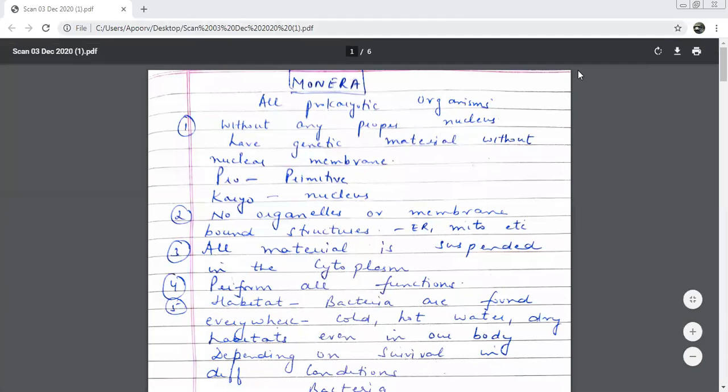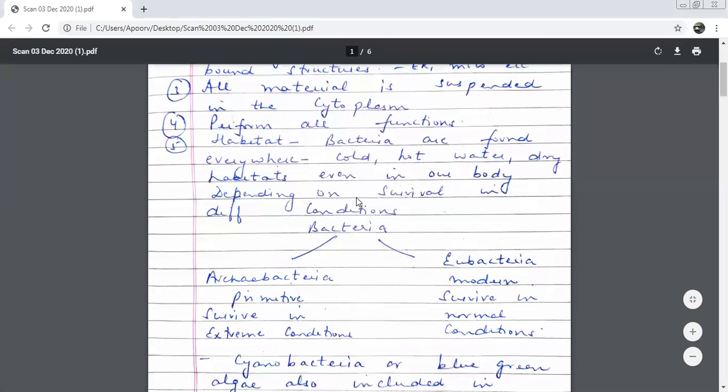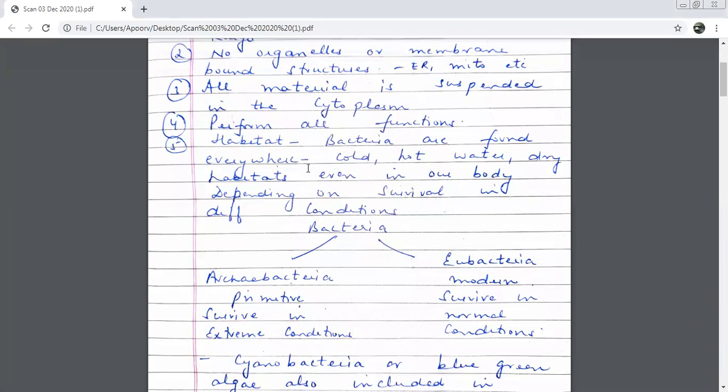So these are the things we have done till now. Let's proceed. There is no hurry. We will go ahead understanding calmly. Let's talk about habitat, beta. You know that bacteria are found everywhere. Cold habitat, hot waters, dry habitats, saline habitats, extreme salt, acidic, basic, everywhere, even in our body.